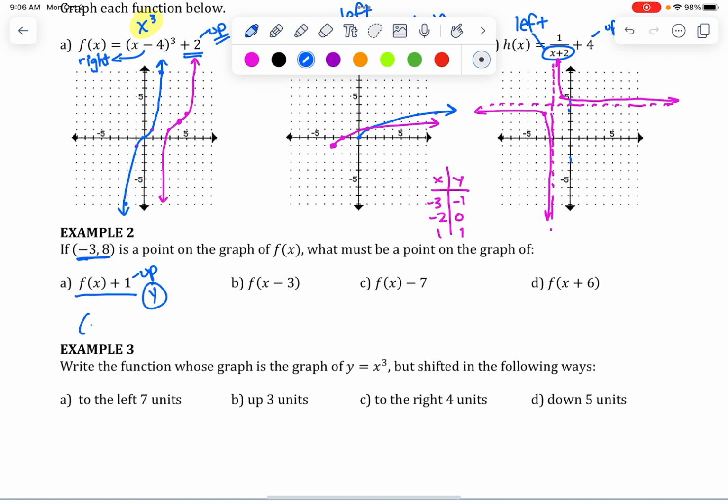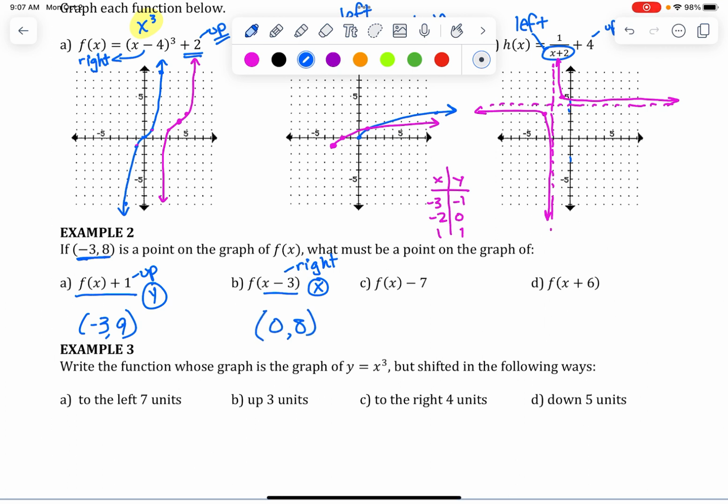So the -3 is unaffected, but the 8 goes up 1 to 9. All right, so that's all you're doing: saying what effect that function change has on the point. Okay, and so take that same point. Since x - 3 is in parentheses, that tells you that the graph is going to go to the right. So that's going to change your x coordinate, right? You're not going to change your y this time. The y stays at 8, but the -3 goes 3 to the right, which becomes 0.